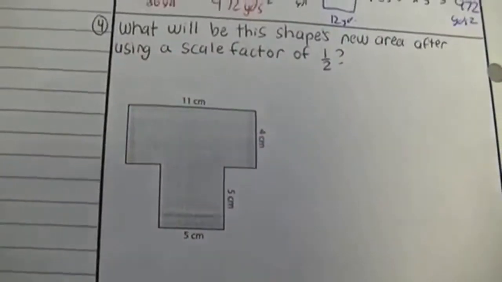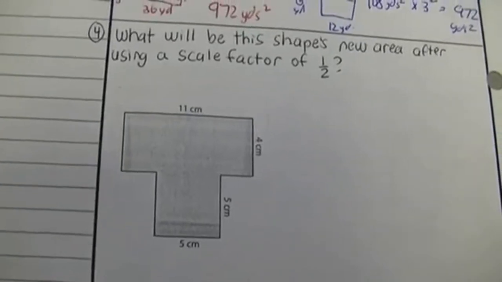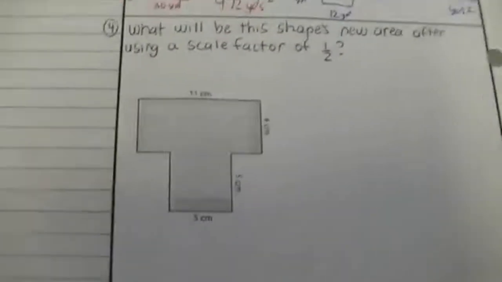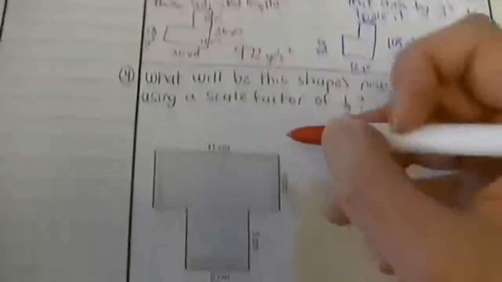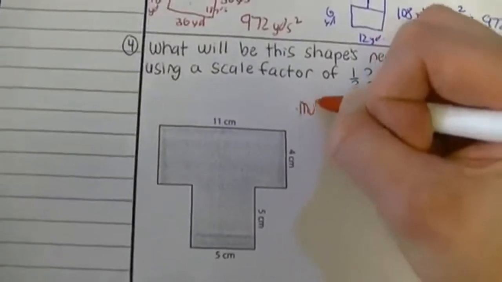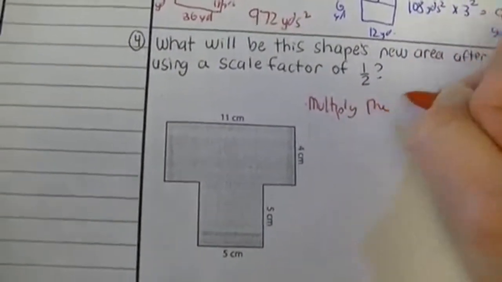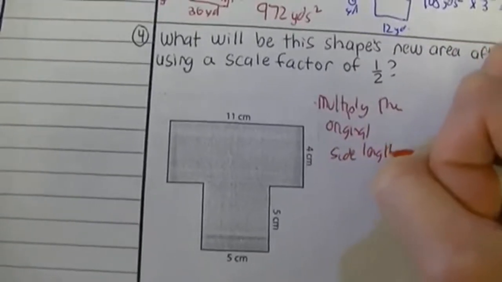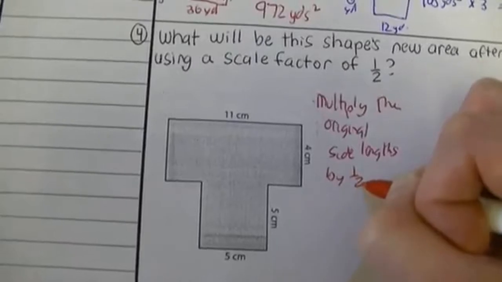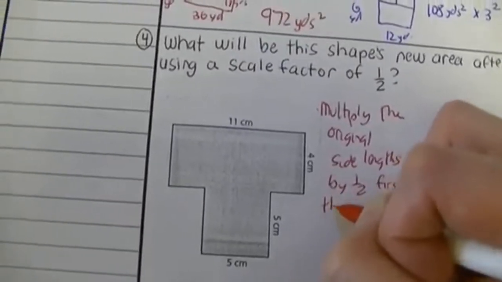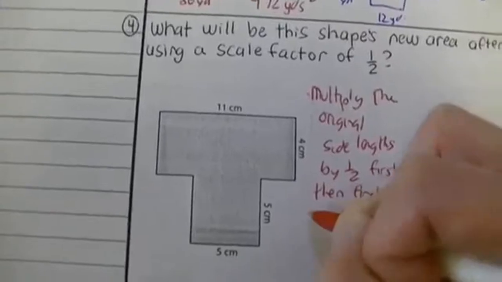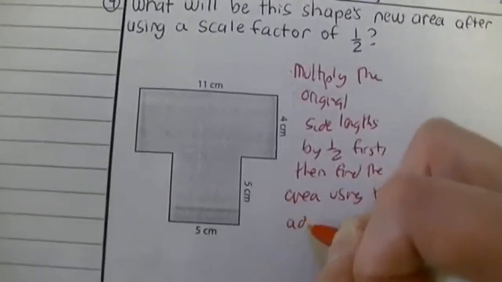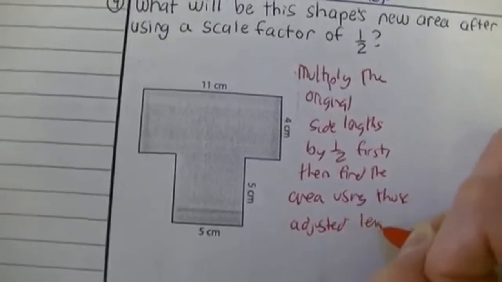Okay. Well, what will this shape's new area be after using a scale factor of 1/2? So a scale factor smaller than 1, I know it's going to make it smaller. So one way that you can do this is to multiply the original side lengths by 1/2 first, then find the area using those adjusted lengths.